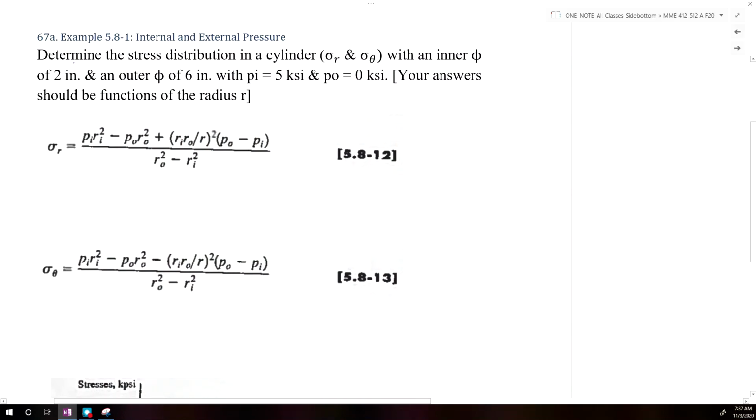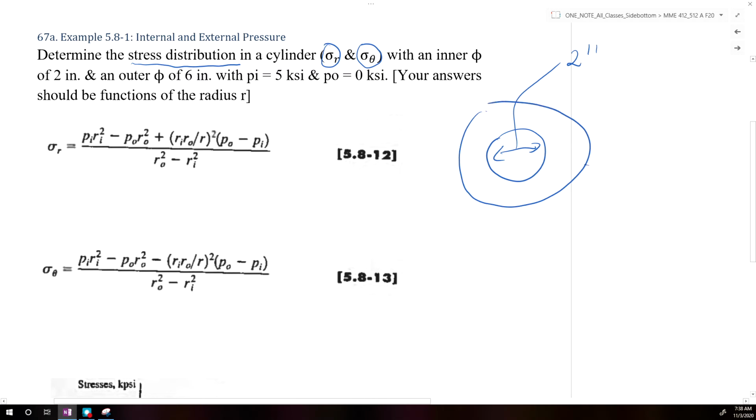Okay, so we're going to do an example problem that asks us to determine what is the stress distribution in a cylinder. We want to figure out what is the radial stress and what is the tangential stress for a cylinder that has an inner diameter of 2 inches and an outer diameter of 6 inches. It has an internal pressure of 5 ksi.